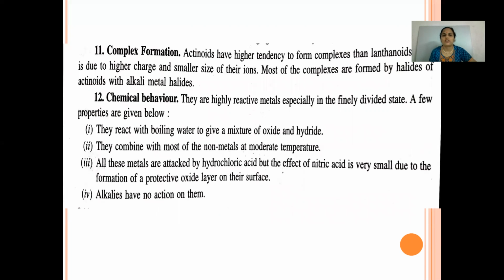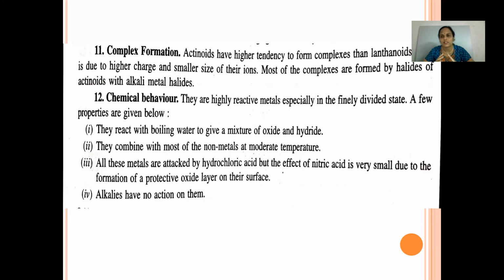Complex formation. Actinoids have higher tendency to form complexes than lanthanoids. It is due to higher charge and smaller size of their ions. Most of the complexes are formed by halides of actinoids with alkali metal halides. Chemical behavior. They are highly reactive metals, especially in the finely divided state.